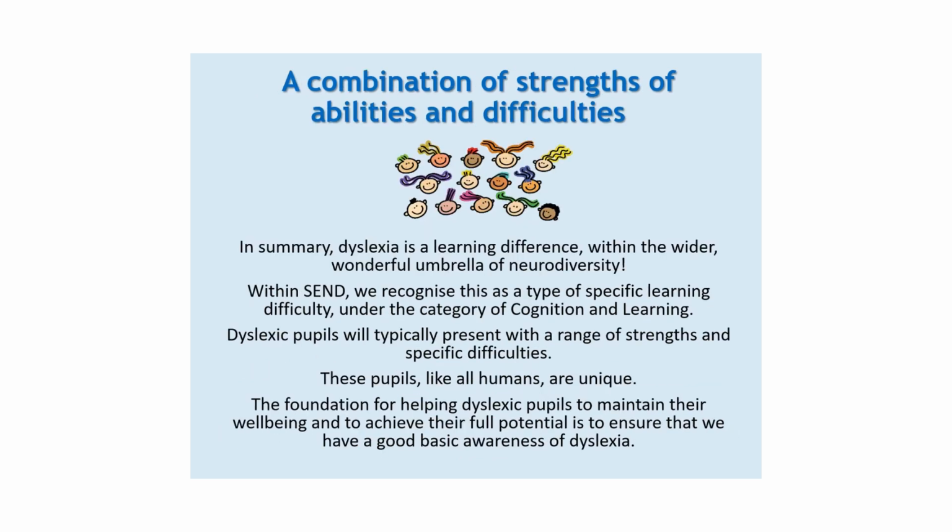A combination of strengths of abilities and difficulties. In summary, dyslexia is a learning difference within the wider, wonderful umbrella of neurodiversity. Within SEND, we recognize this as a type of specific learning difficulty under the category of cognition and learning. Dyslexic pupils will typically present with a range of strengths and specific difficulties. These pupils, like all humans, are unique. The foundation for helping dyslexic pupils to maintain their well-being and to achieve their full potential is to ensure that we have a good basic awareness of dyslexia.